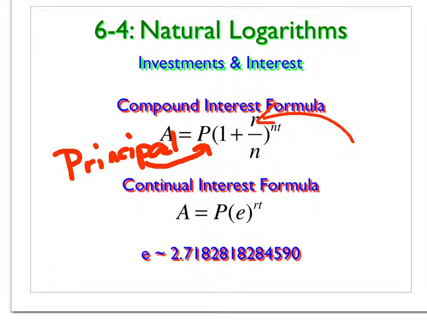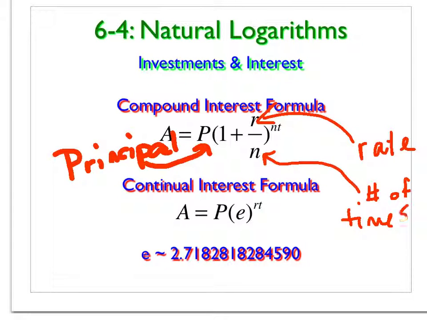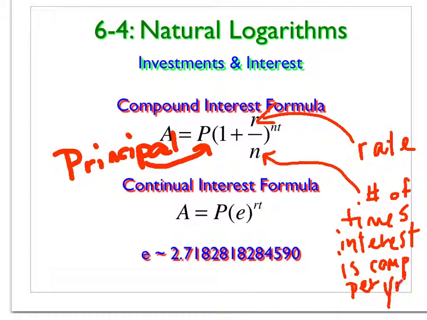R stands for rate. Typically, that will be given as a percentage, and you need to turn it into a decimal. N is the number of times you're compounding interest per year. Interest is compounded per year. So if interest is compounded quarterly, what's N?